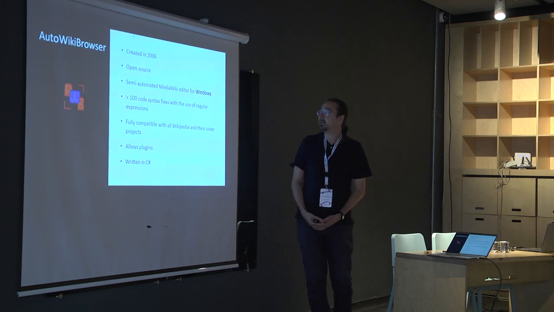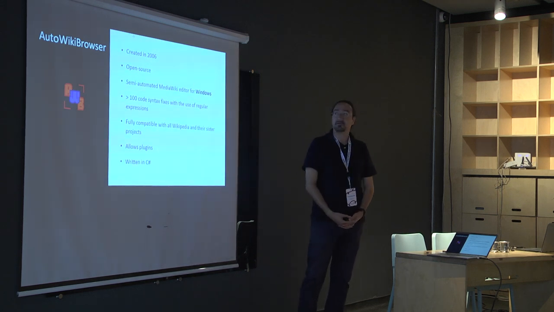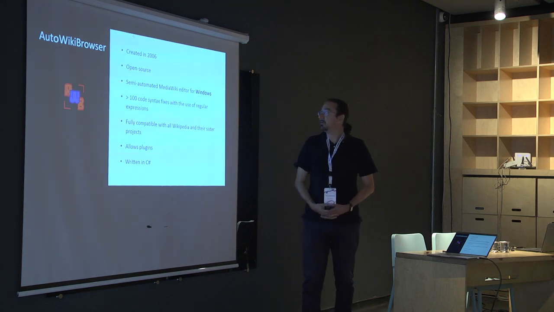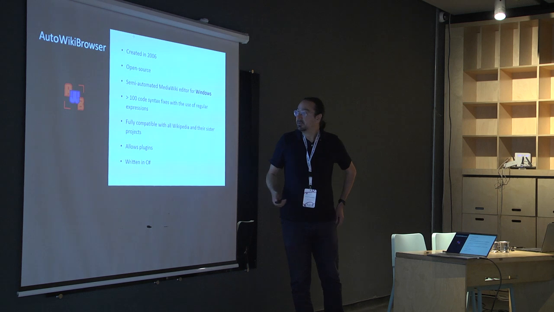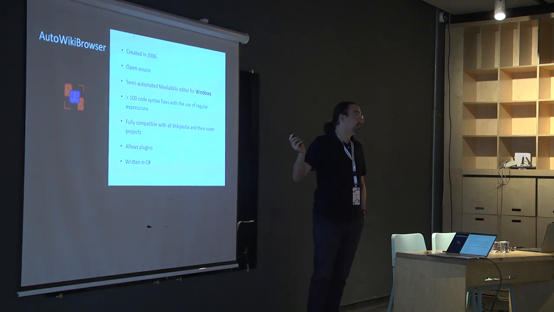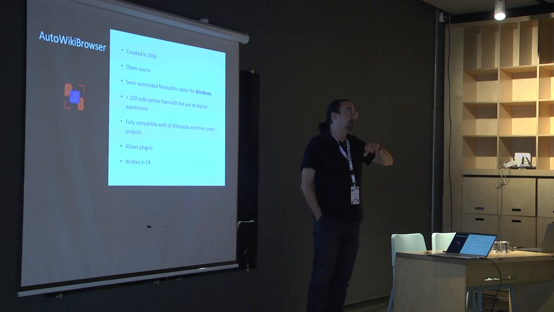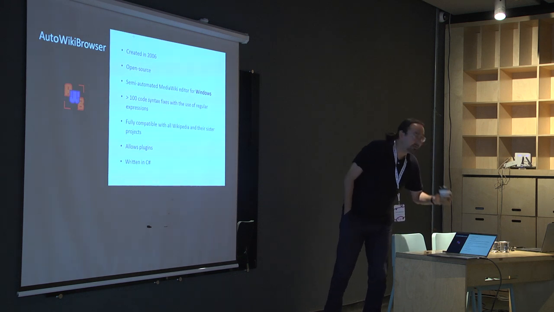The program is written in C#, which is probably becoming outdated in this way. But the thing is, the code is really huge. It's about 3 million, I don't know, in general lines of code. So it's a huge program that also allows plugins and many customizations. And the good thing with AutoWikiBrowser is that you can customize it to work on your local Wikipedia. So it's optimized for English Wikipedia for many reasons.